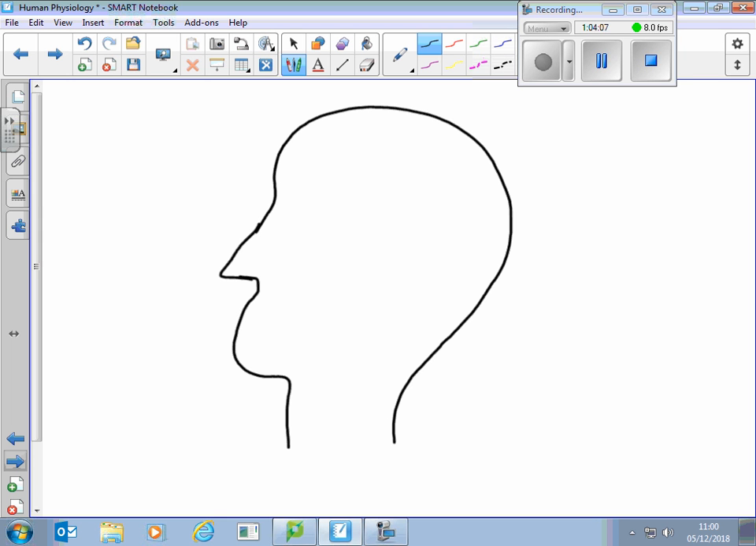The nose is completely irrelevant to the brains. Yeah, okay. Not quite the shape I was looking for. It'll do.